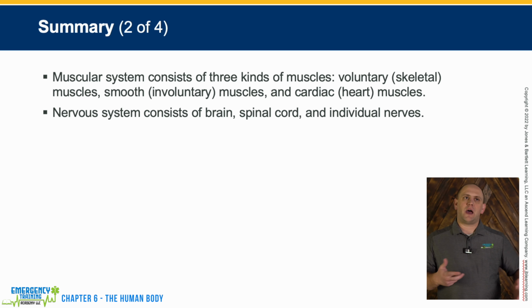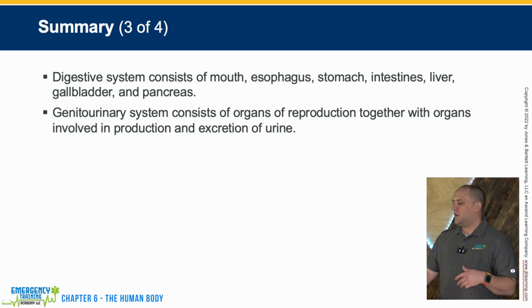Remember, we have different types of muscles. So our voluntary muscle, the ones that we have to think about moving, those are our skeletal muscles. We have our smooth muscle, which is involuntary, and then we have our cardiac muscle. Next, we had our nervous system, which was our brain, our spinal cord, and all of the nerves that come off of there. Next, we had the digestive system, which starts with the mouth, helps us get our food into our stomach, through the esophagus, through the intestines, our liver excreting that bile to help break down the fat, and then the pancreas, which produces insulin to help us use our glucose.